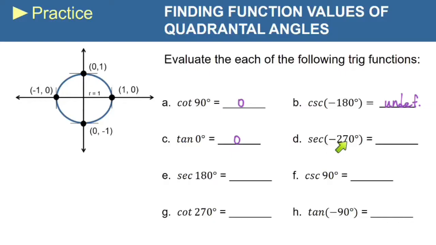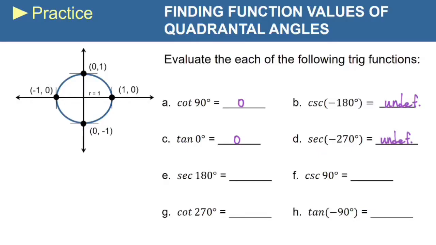Secant of negative 270, so for negative 270 we go clockwise 270 degrees, so that terminal side goes out the top of the circle. Secant is 1 over x, so that's 1 over 0, so secant of negative 270 is undefined.